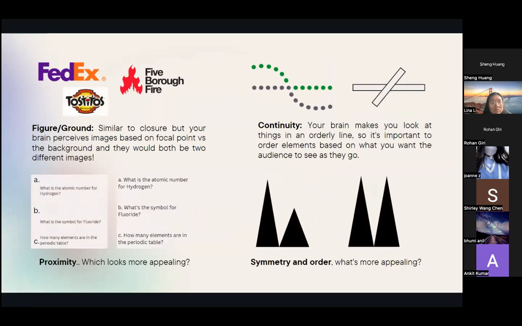Moving on, we have figure and ground. Similar to closure, your brain perceives images based on something called a focal point, which is the main focus, versus the background, which is the rest of the image, and how they're both different images. So let's see, FedEx. Everyone probably knows this, or heard this from Twitter. You're going to see FedEx, but some people might see the arrow that's really in between the E and the X, to symbolize that they're a delivery company.